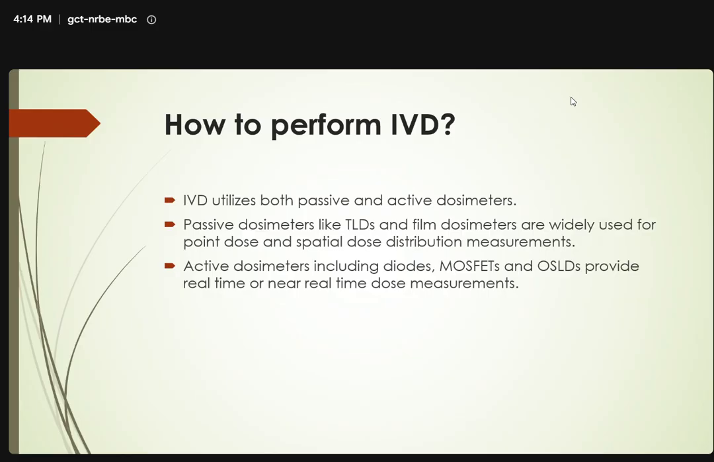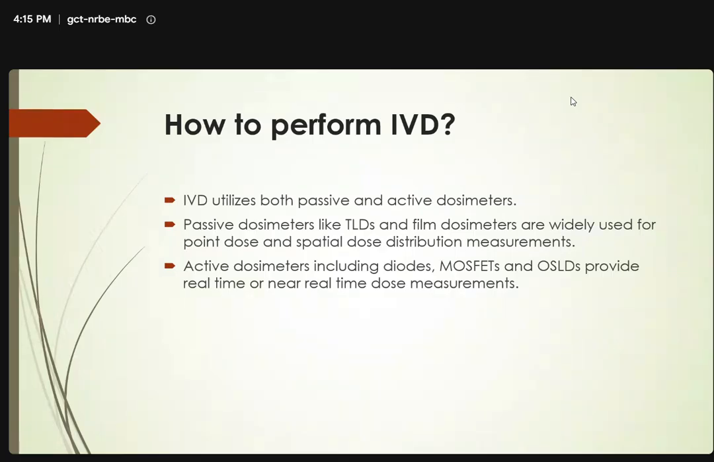So how to perform the in vivo dosimetry? This IVD utilizes both passive and active dosimeters. Passive dosimeters like TLDs and film dosimeters are widely used for point dose measurement and spatial dose distribution measurements. And active dosimeters, including diodes, MOSFETs, and OSLDs, provide real-time or near real-time dose measurements.